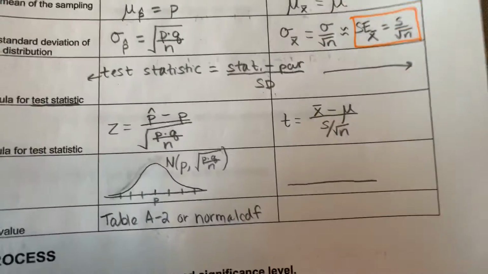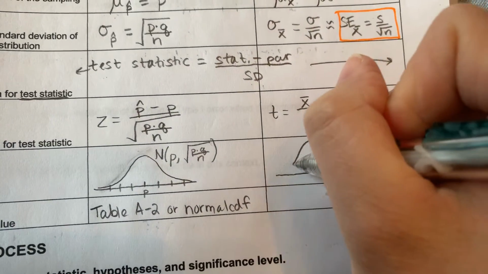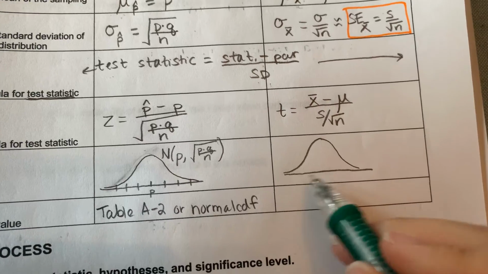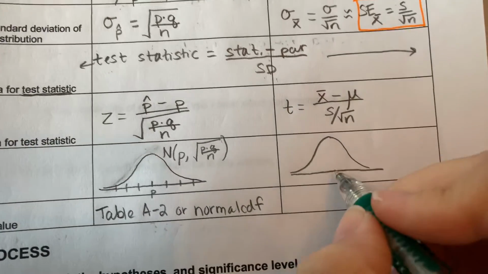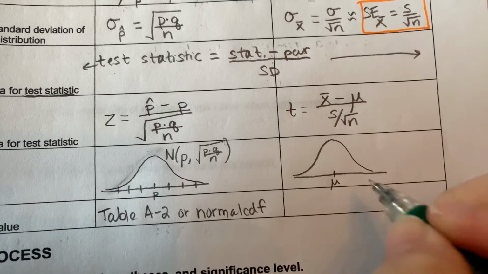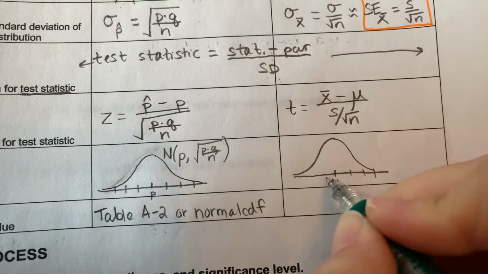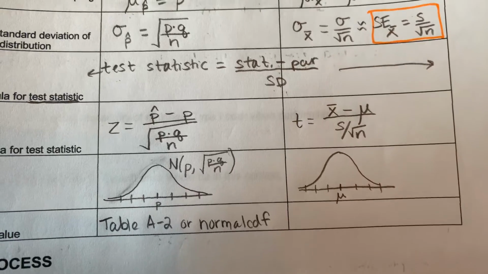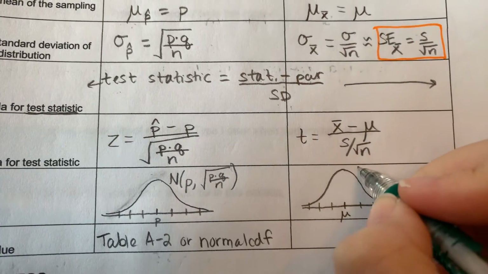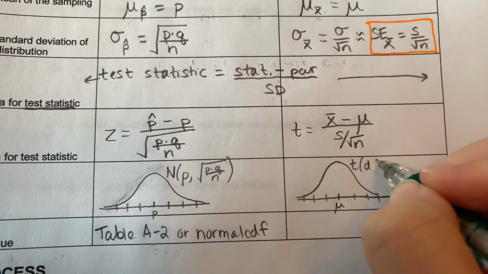T-distribution. Okay. So again, it's supposed to have a little bit more area in the tails. I don't know that I actually drew it that way, sorry. The middle is going to be your hypothesized mu, and then you go up 1, 2, and 3, and down 1, 2, 3 by the standard error. That's what you add and subtract. But I label it t and then whatever my degrees of freedom are.